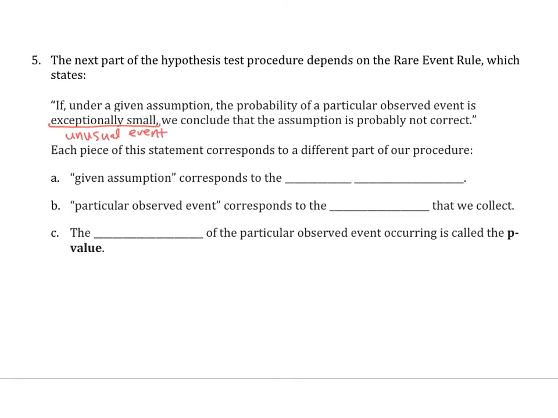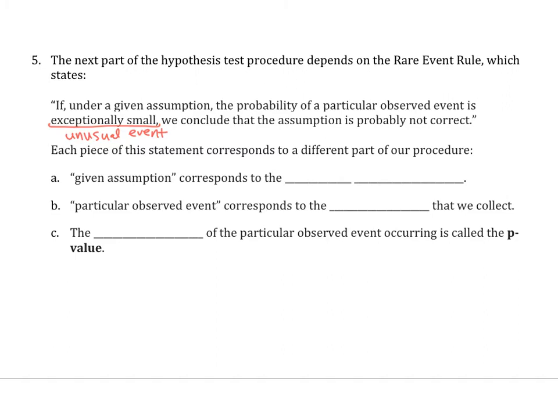Because it's an event that has small probability. So I'm going to refer back to this a lot in the future. I want to look at whether something is unusual or not. Unusual means we have very small probability. It's the same as an outlier concept, right?